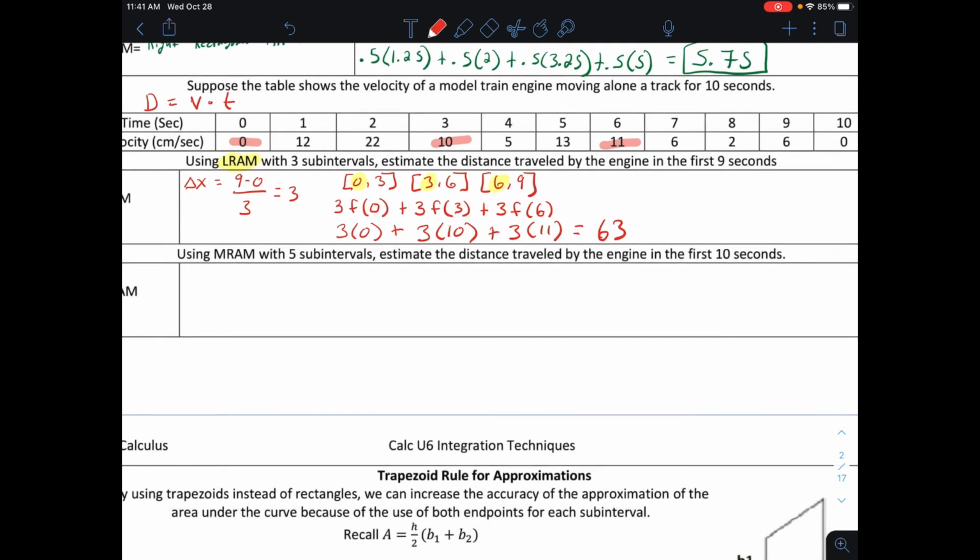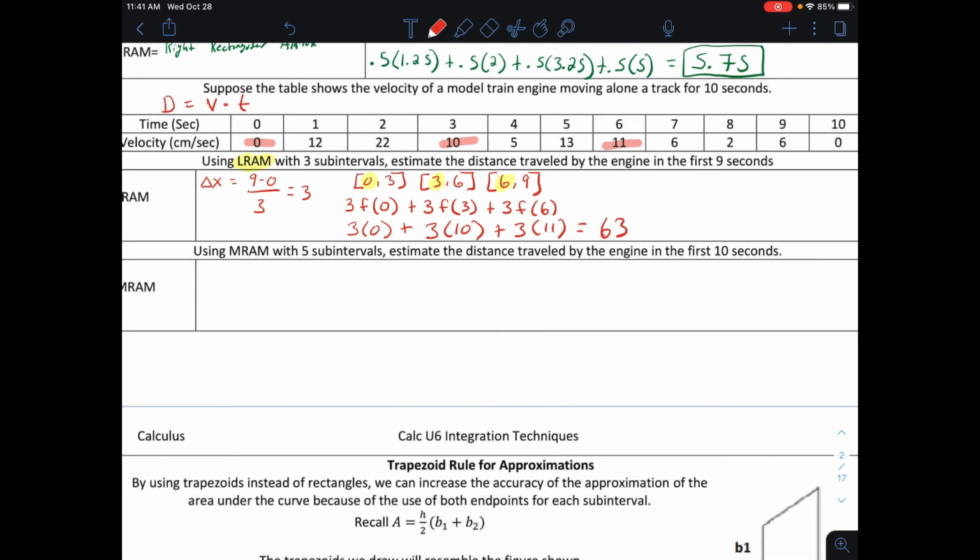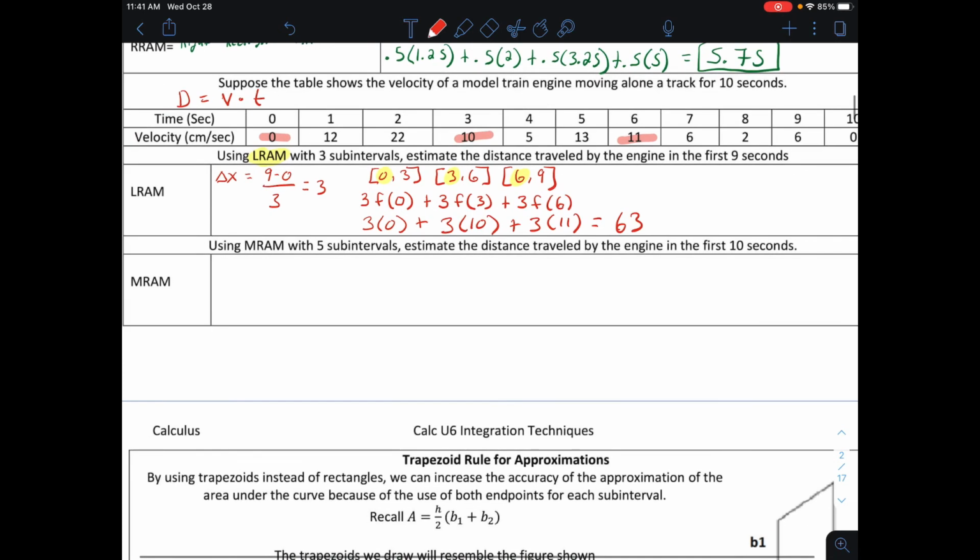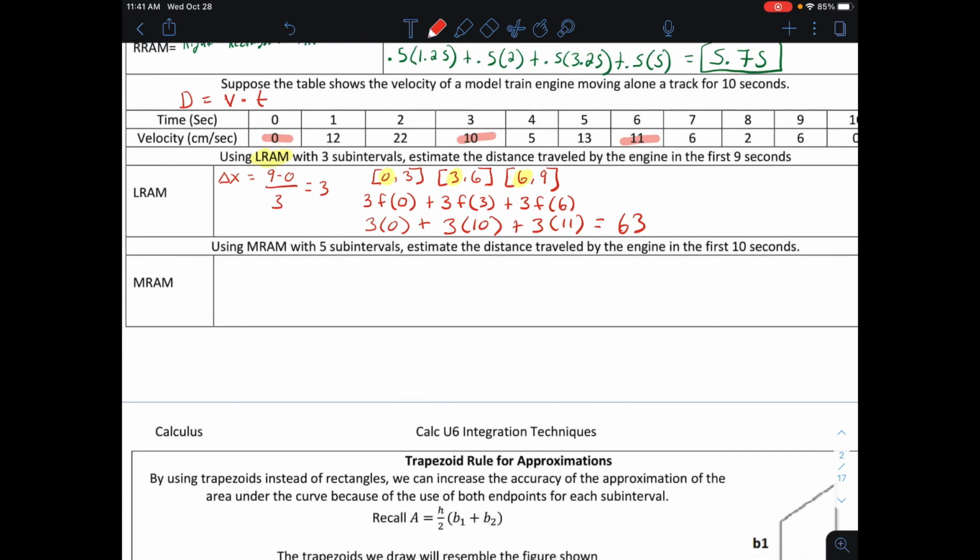And then we need to attach units to this. We were in centimeters per second, and then our time was in seconds. We multiply those together to approximate our distance, and we get 63 centimeters as the approximation of the distance traveled.